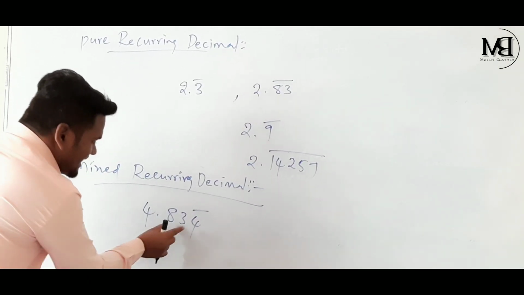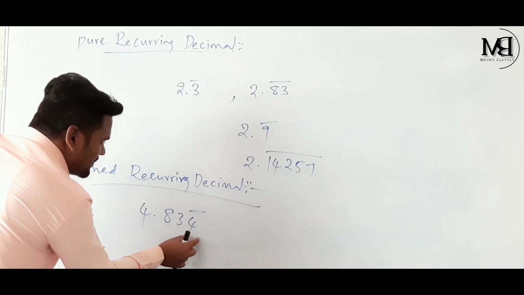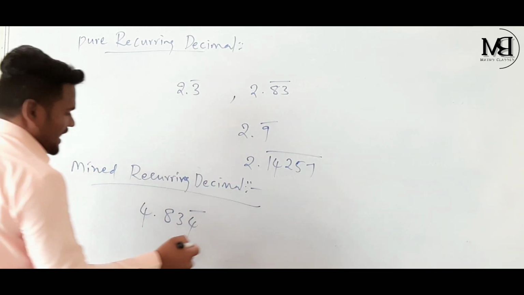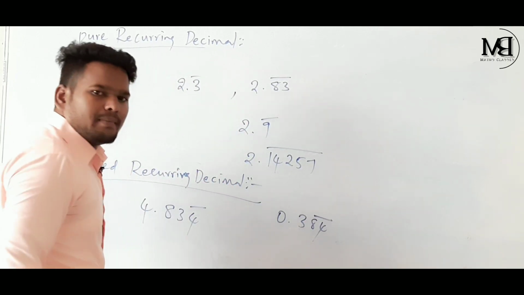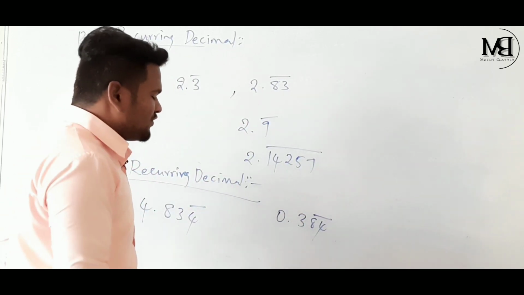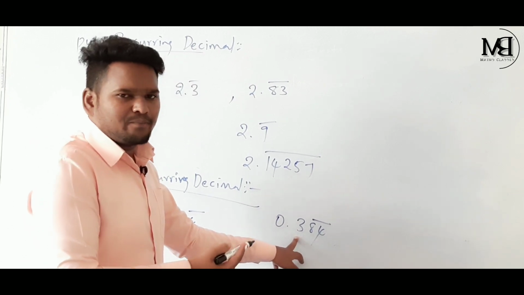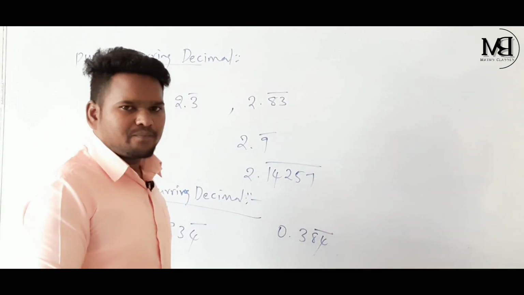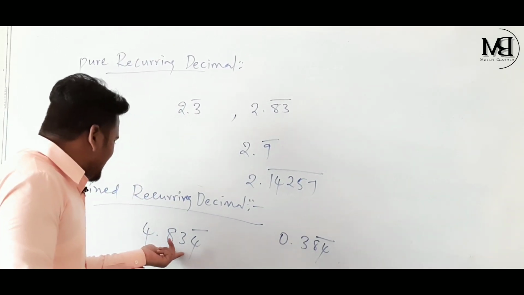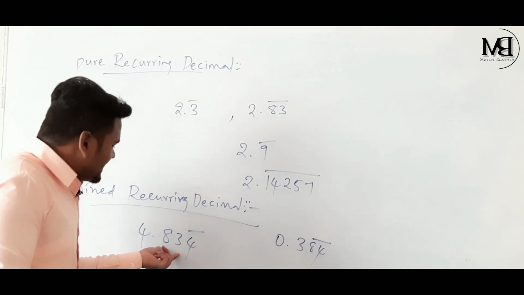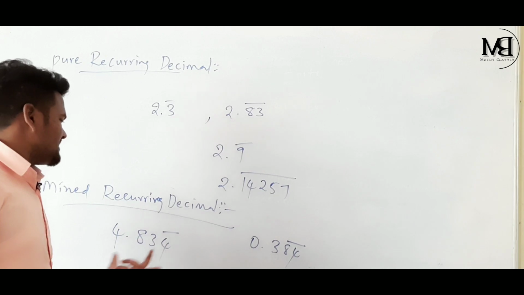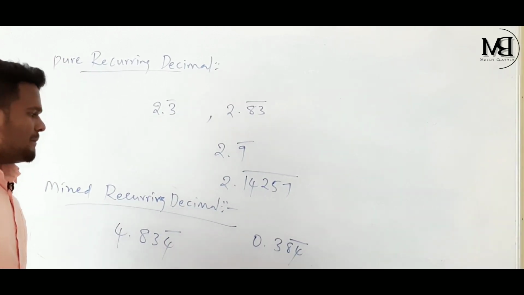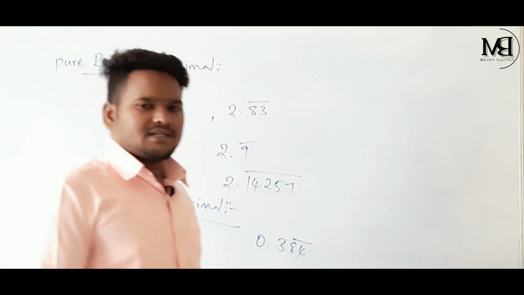Example: 4.834 bar. Here 83 is not repeating, but 4 is going to be repeated. And one more example: 0.384 bar, with the bar on 84. Here 3 is not being repeated, 84 is going to be repeated. Means in these decimals we have digits which are repeating and which are not repeating. So these types of decimal expansions are known as mixed recurring decimals.